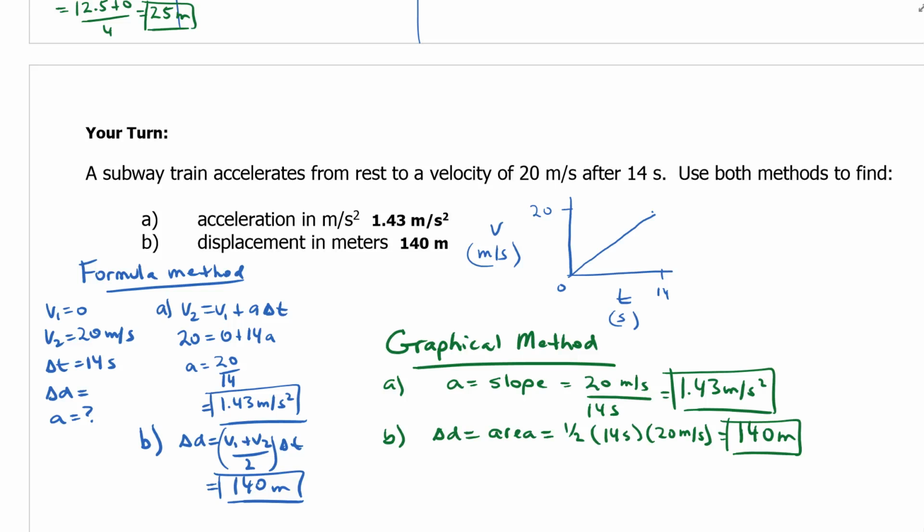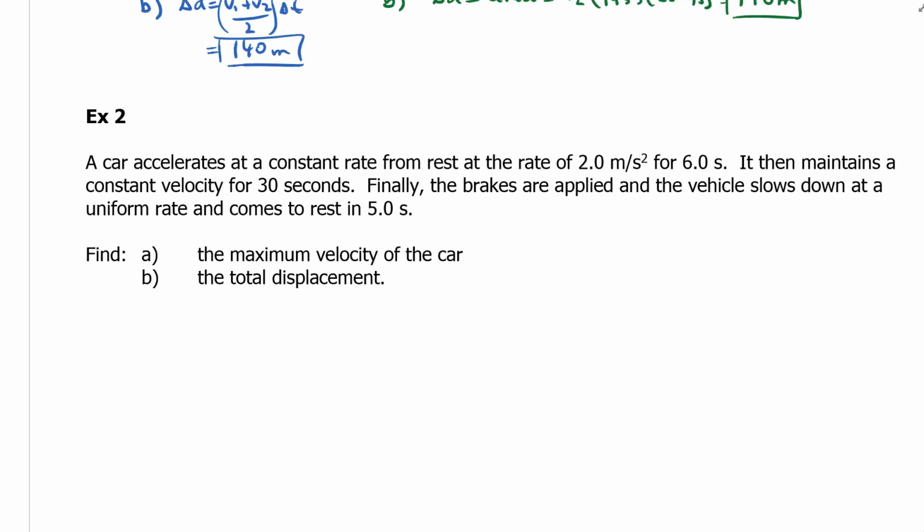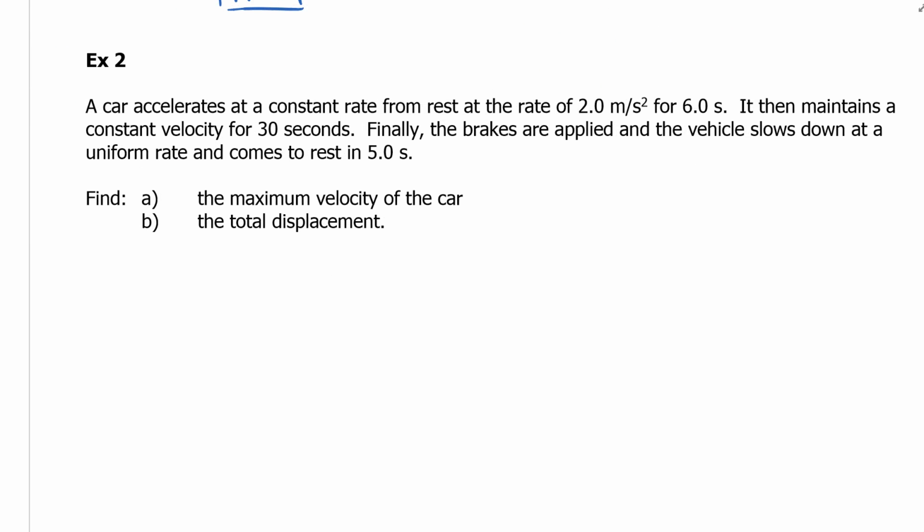Let's take a look at example number 2. This gets a little bit more complicated. Here we have a car that first of all accelerates at a constant rate from rest at the rate of 2 meters per second squared for 6 seconds. Then it goes at a constant velocity, and then the brakes are applied. So I think what we want to do is make a graph, a VT graph, just to get a sense of exactly what's going on here.